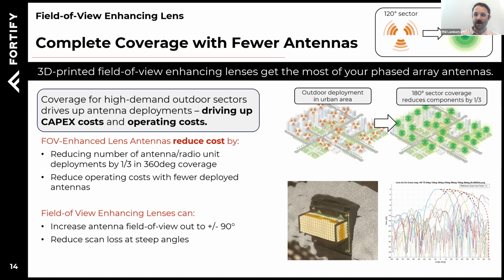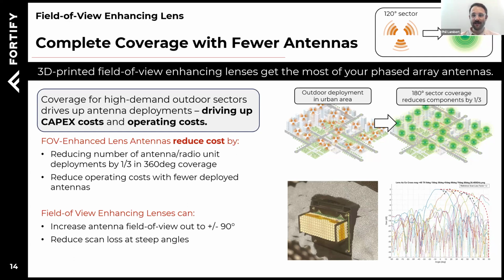Now, with our field of view enhancing lens, which is an optimized lens that sits on top of your phased array unit, you can take that 60-degree beam and turn it out to 90 degrees. The only real compromise you have here is the depth of your antenna. You're no longer a flat panel array. You're going to have slight Z depth to it, so you have aperture out at 90 degrees, so you can create that beam and read signal from that direction as well.